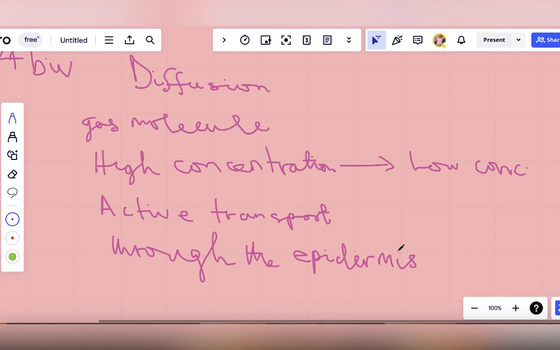Through the epidermis. Okay. Each of these points will give you marks. You can say through the cell or into the cell, and then across the cell membrane. So when we write all these points, we get our marks across the cell membrane.